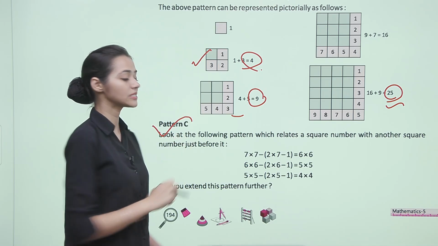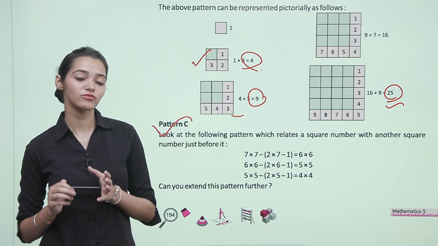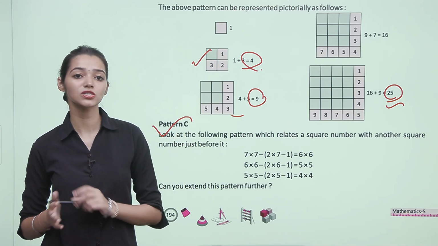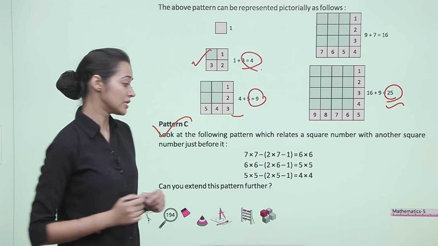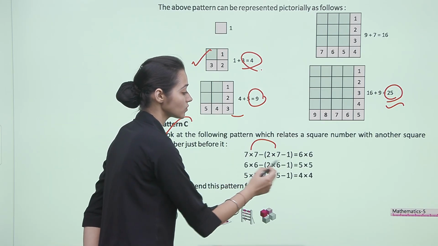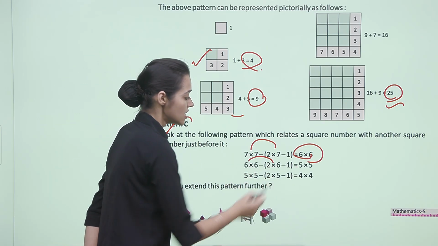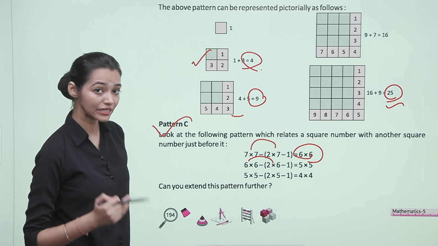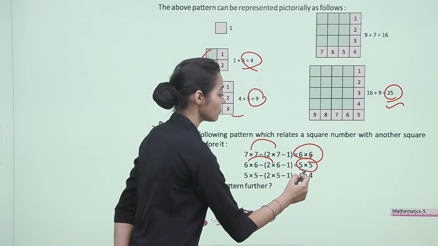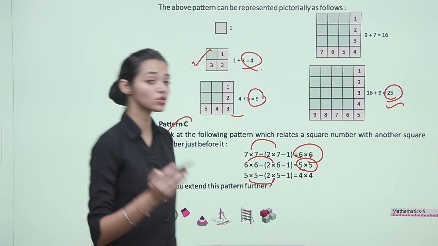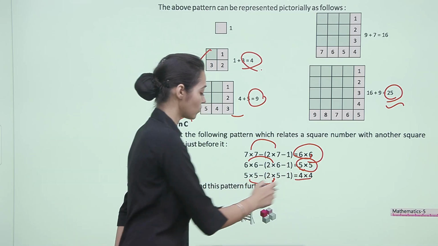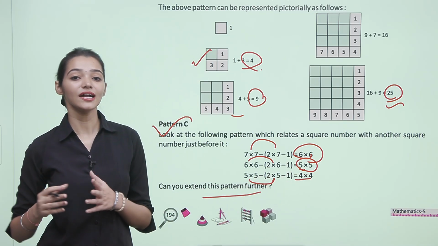Now let's look at pattern number C. Look at the following pattern which relates a square number with another square number just before it. 7 into 7 minus 2 into 7 minus 1, that is 6 into 6. We took a number just below it, that is 6. Now it is a square of 5. Number taken just below it, it is a square of 4. Now can you extend this pattern further?